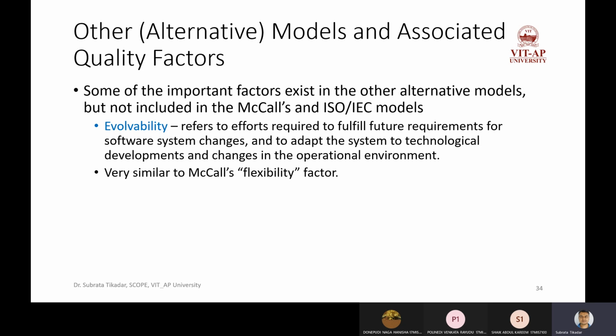Then evolvability, which refers to the effort required to fulfill future requirements for software system changes and to adapt the system to technological developments and changes in the operational environment. So it is very similar to McCall's flexibility factor.